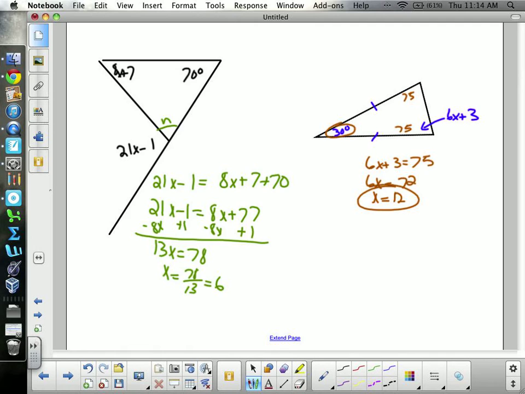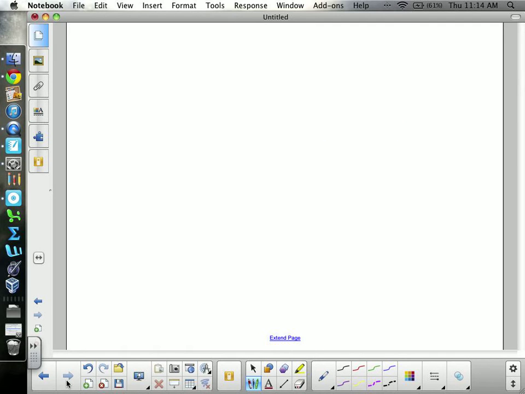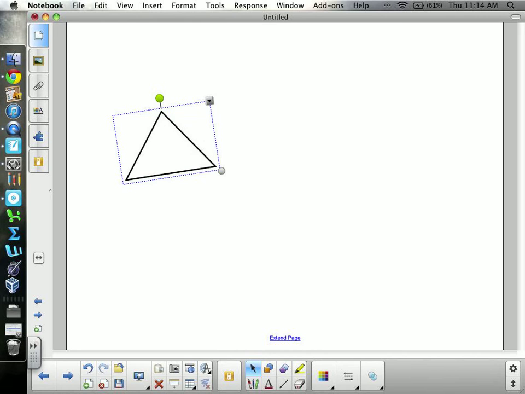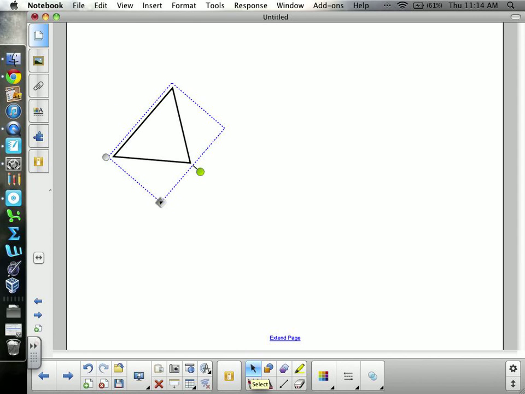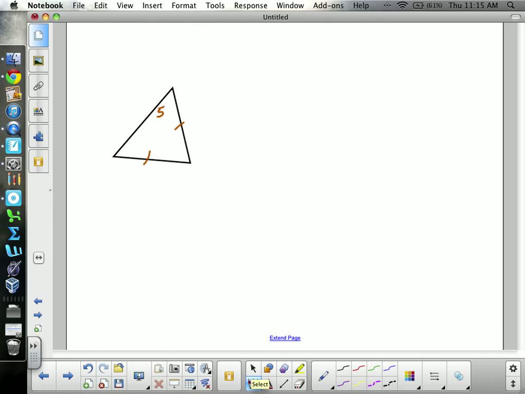Number 25. Again, we have an isosceles triangle, a little wider than it is tall. This one is rotated. So these are the congruent sides. This angle is 55, and it wants this angle up here. All right, this one's a little easier. I'm sorry, this angle is 7x minus 7.